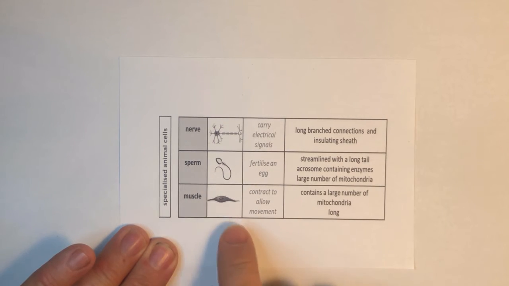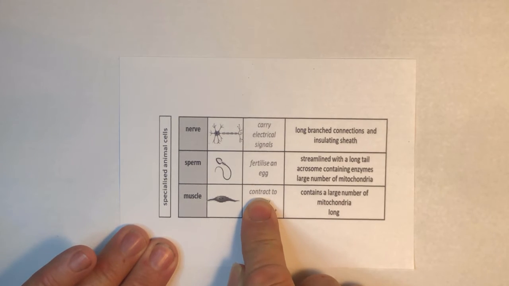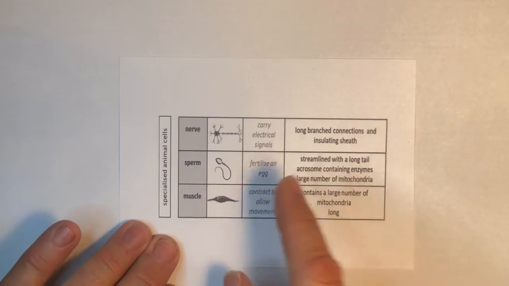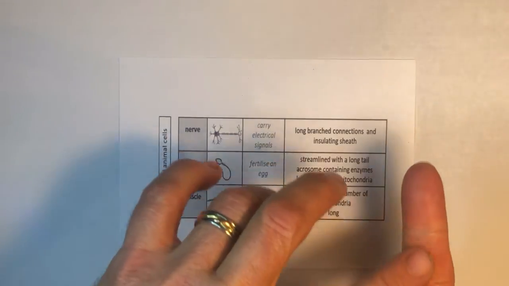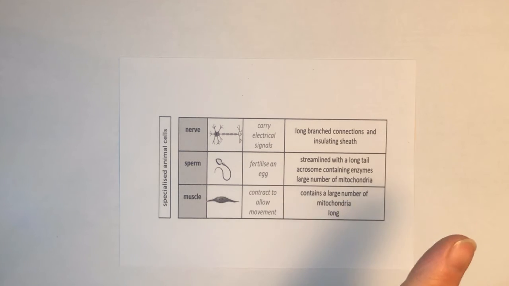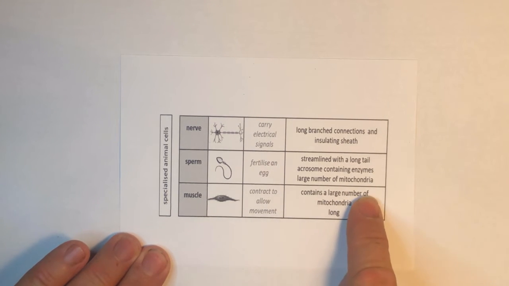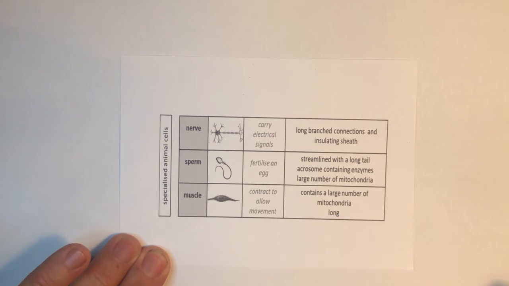A muscle. Muscles are long. Now, the key to a muscle is they can only contract, right? So when I move my finger up like that, these muscles here are contracting and pulling it along. For me to push my finger back, it's muscles along the back of my finger. And they contain a large number of mitochondria and are long.